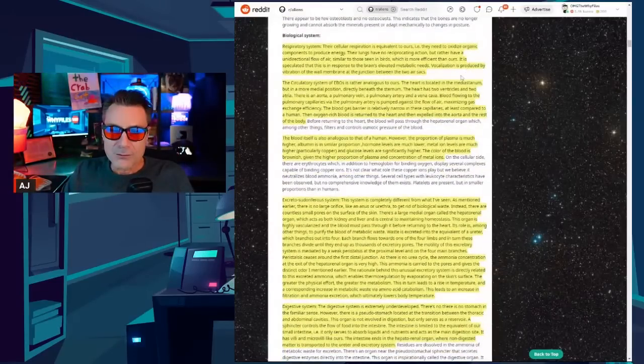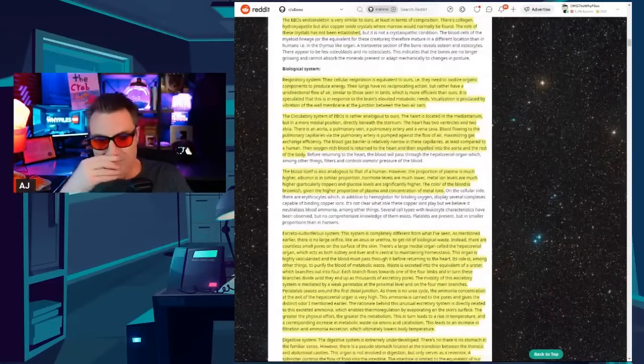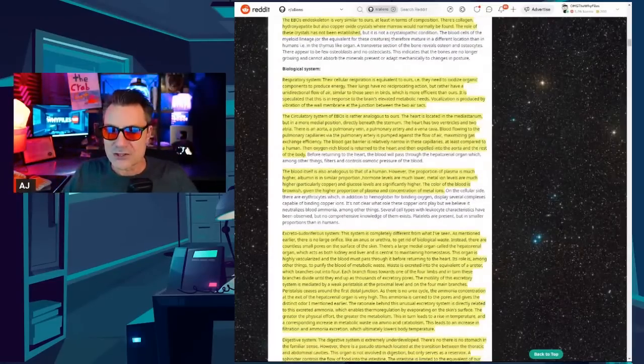All right, those are the physical features. Now we are in new information. Now the biological system, starting with the respiratory system. Their cellular respiration is equivalent to ours. They need to oxidize organic components to produce energy. Their lungs have no reciprocating action, but rather have a unidirectional flow of air similar to those seen in birds, which is more efficient than ours. It is speculated that this is in response to the brain's elevated metabolic needs. Vocalization is produced by vibration of the wall membrane at the junction between the two air sacs.